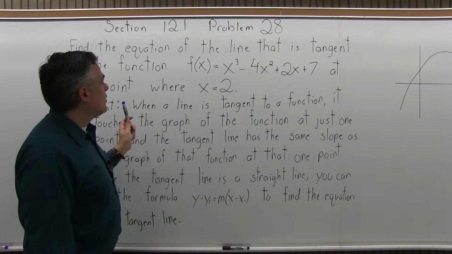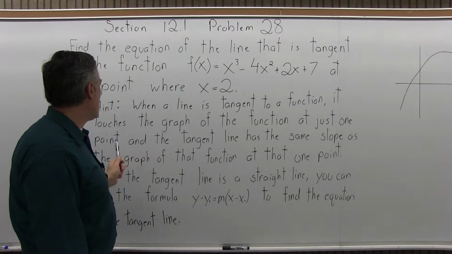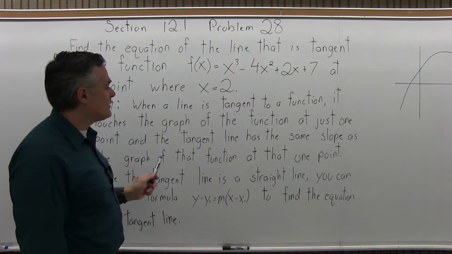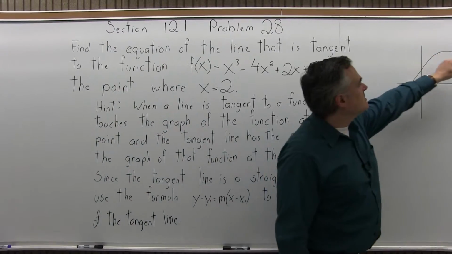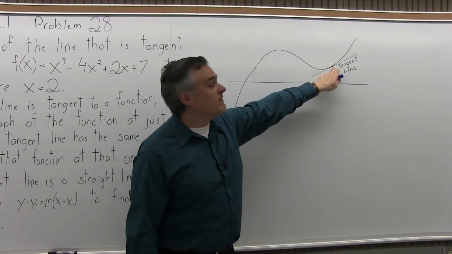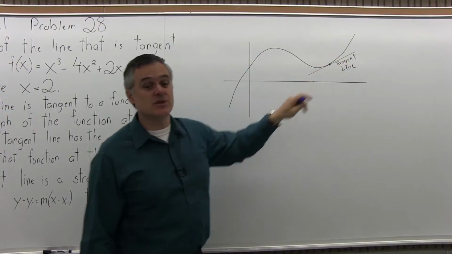It says, hint, when a line is tangent to a function, it touches the graph of the function at just one point, and the tangent line has the same slope as the graph of the function at that one point. And there's a picture of what that means over here. So the tangent line, again, touches the graph at just one point, and at that point it has the same slope. So that's what the hint means.